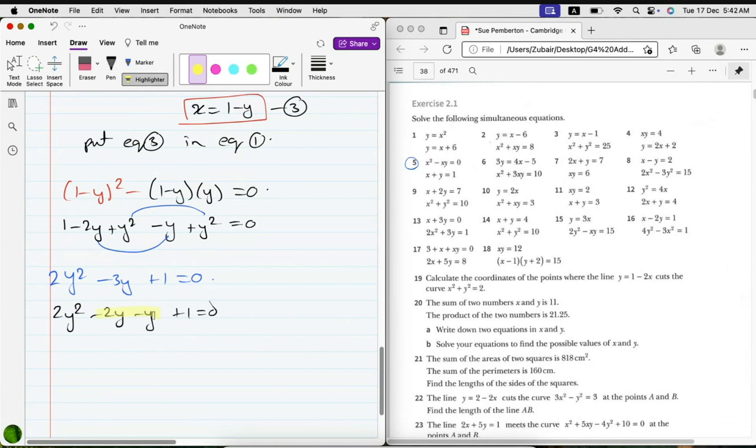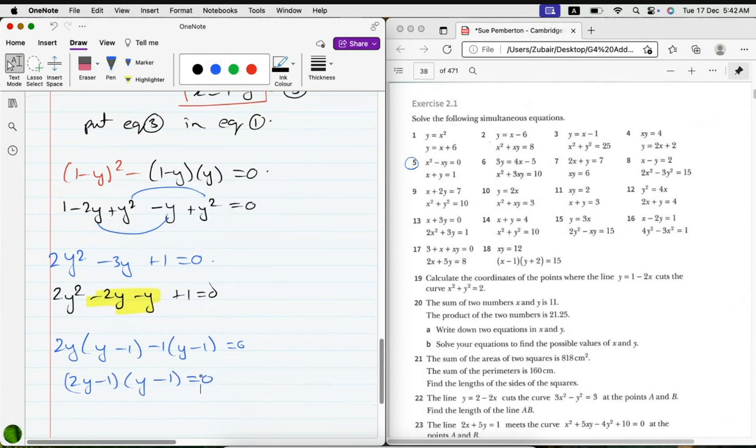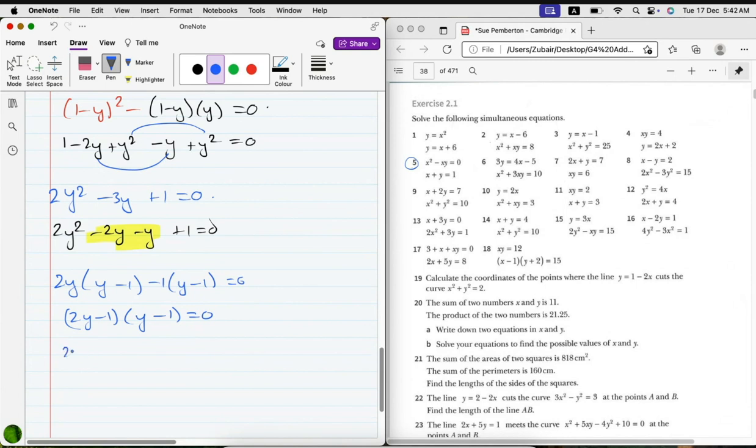The product of these two is giving me plus 2 and the sum is giving minus 3. We take out common 2y, left with y minus 1. Minus 1, y minus 1. So (2y minus 1)(y minus 1) is equal to 0. First factor equal to 0, second factor equal to 0: y is equal to 1, y is equal to 1 by 2.